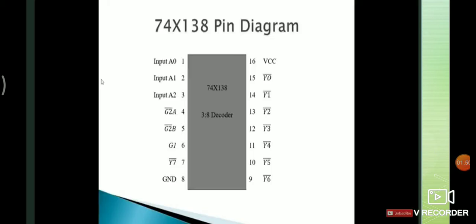Now this is the pin diagram of the 74LS138 decoder. As seen, it is a 3:8 decoder. That means it consists of 3 input lines and 8 output lines. The 3 input lines are A0, A1 and A2, where A0 is the LSB and A2 is the MSB. Pins 4, 5 and 6 are the enable signals. Of that, 4 and 5 are active low inputs. Y0, Y1, Y2 up to Y7 are the 8 output lines. They are active low outputs. And then the 16th and 8th pins are connected to VCC and ground.